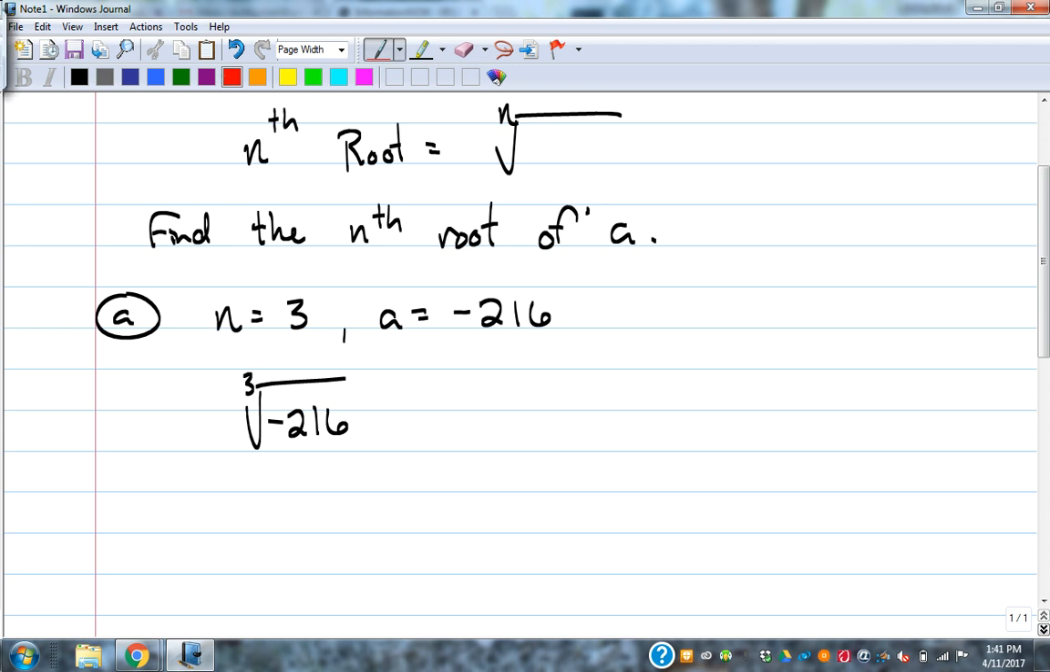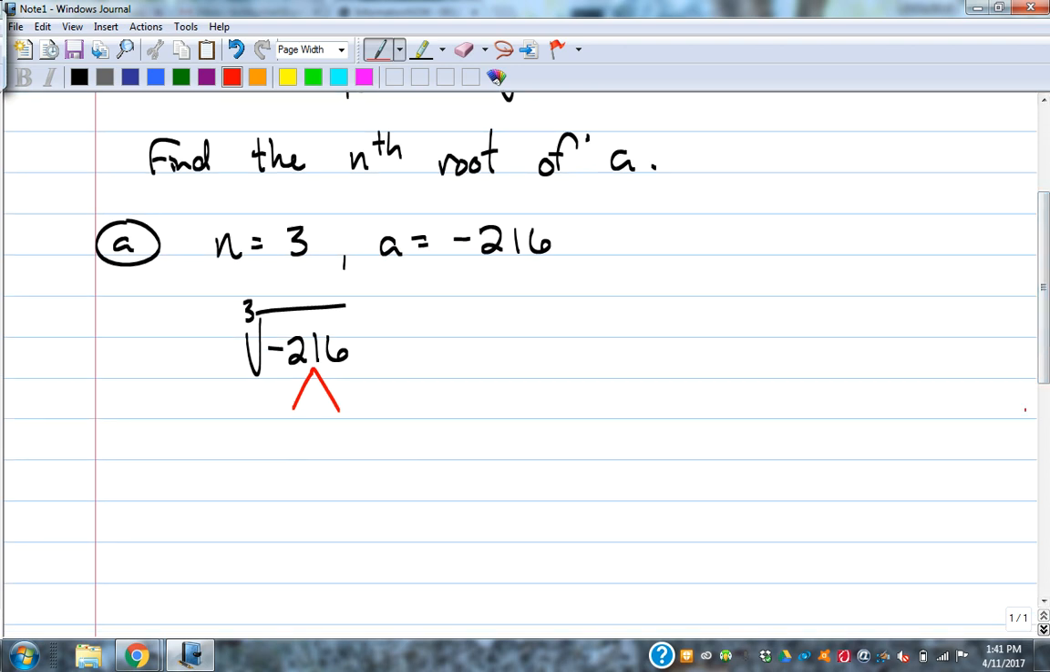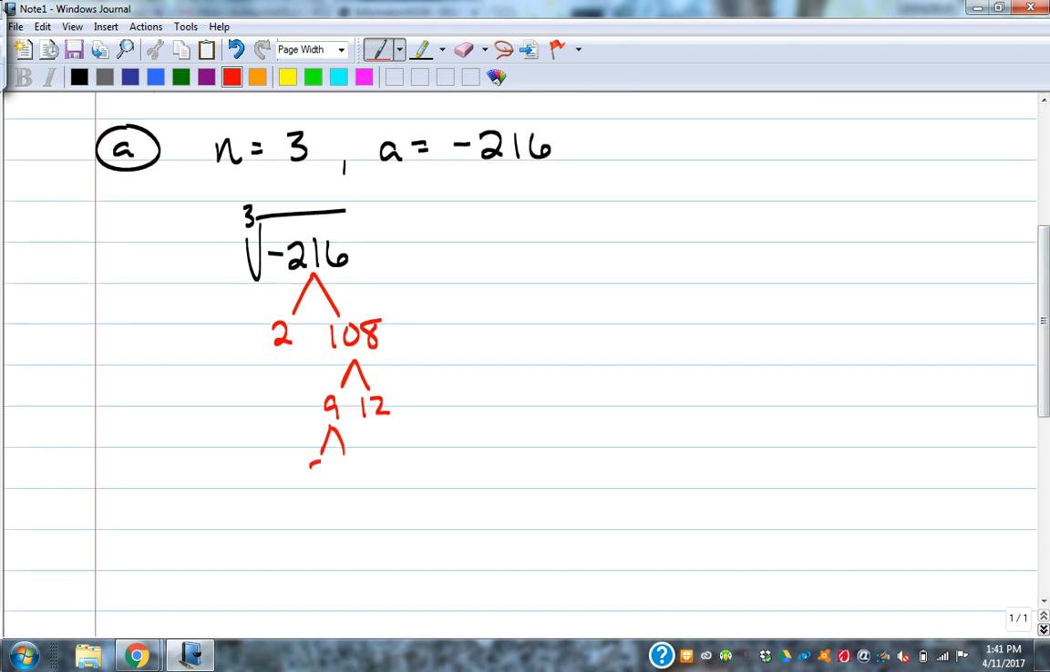So what we want to get here is think about how we did square roots. We did factor trees. So with this, we can do factor trees with 216. I know 2 goes in 216 108 times. I don't worry about the negative until the end. And then 108, I know something about that. That's 9 times 12. And that's 3 and 3. That's 3 and 4.